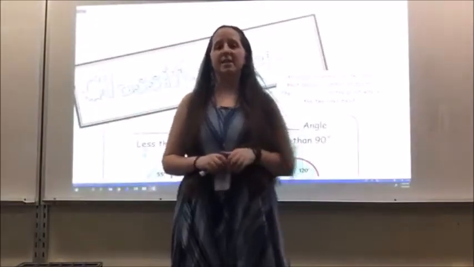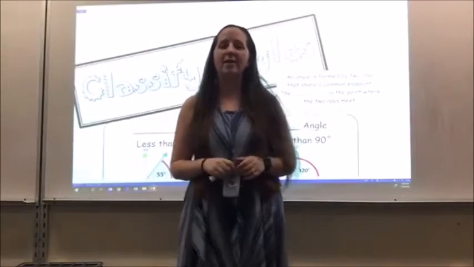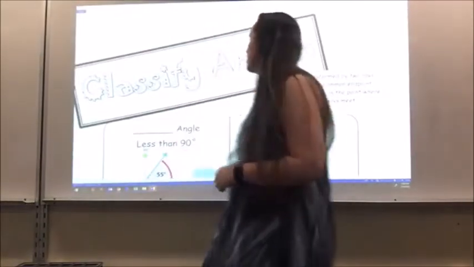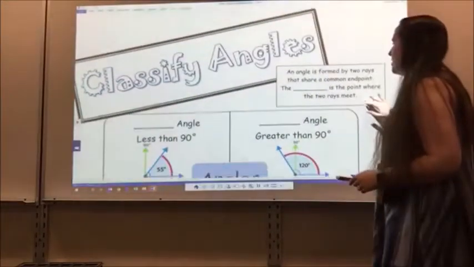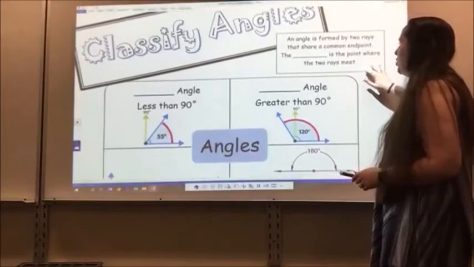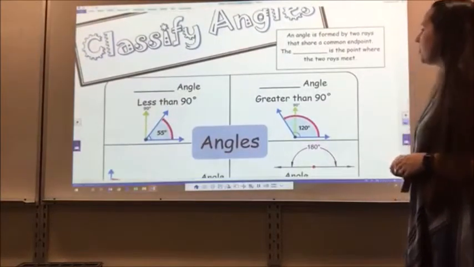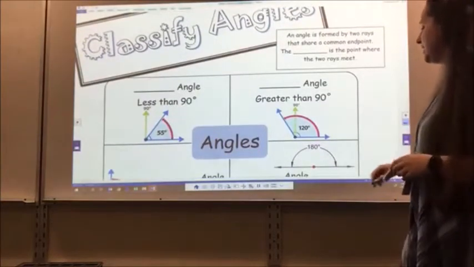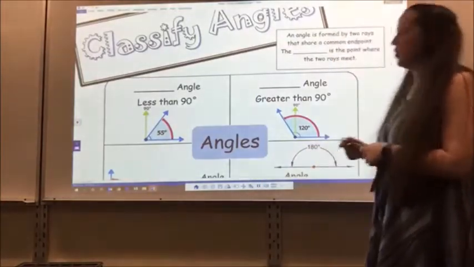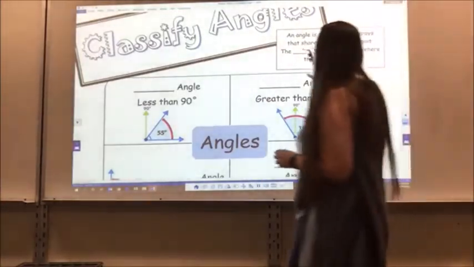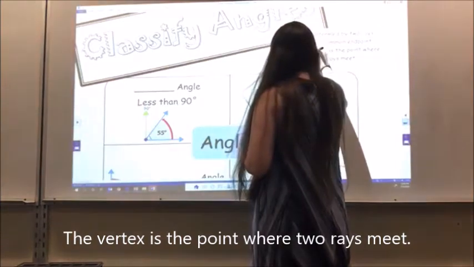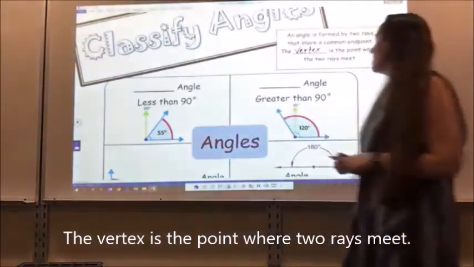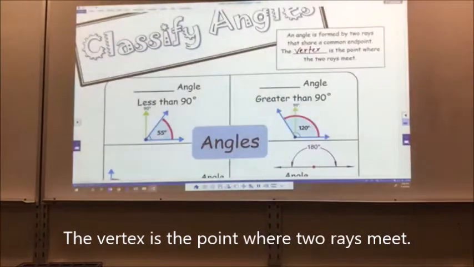All right, this is Chapter 7, Lesson 1, Classifying Angles. So when we're classifying angles, an angle is formed by two rays that share a common endpoint. The blank is the point where the two rays meet. In that blank, you're going to write vertex. So the vertex is the point where the two rays meet.